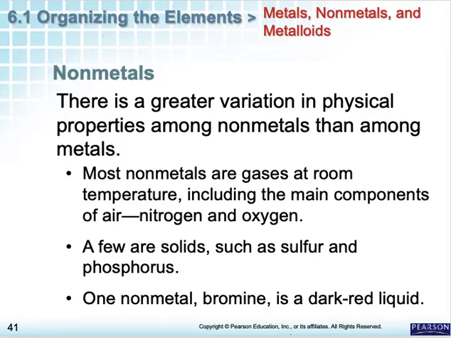Most nonmetals are gases at room temperature, things like nitrogen and oxygen. A few are solids, such as sulfur and phosphorus. And bromine is the only liquid at room temperature. So there are only 2 liquids on the periodic table at room temperature. One is mercury, which is a metal, and the other is bromine, which is a nonmetal.